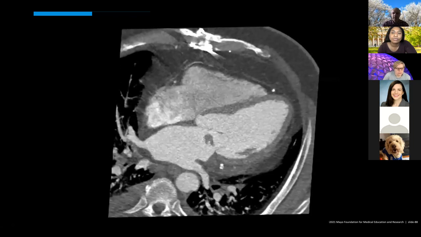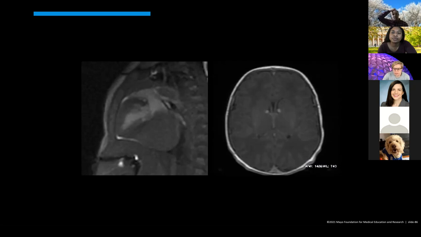Sorry, can I ask you a question back about the amyloidosis case? If we weren't given pictures of late gadolinium enhancement, or if there was no late gadolinium enhancement, is there a way to tell it apart from hypertrophic cardiomyopathy?